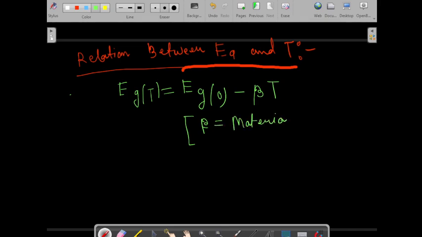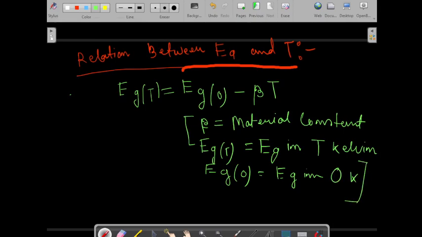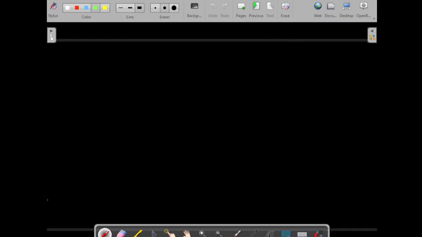EG is the energy gap at T Kelvin, and EG0 is the energy gap at 0 Kelvin. Here you have to remember some values of EG at room temperature and at 0 K for germanium and silicon. So let's discuss the values.